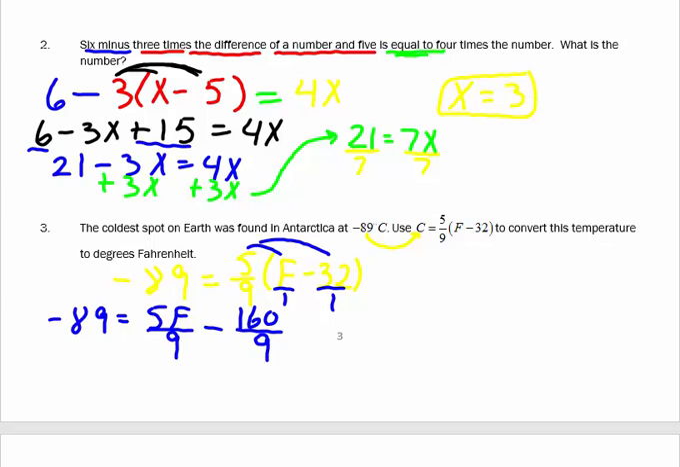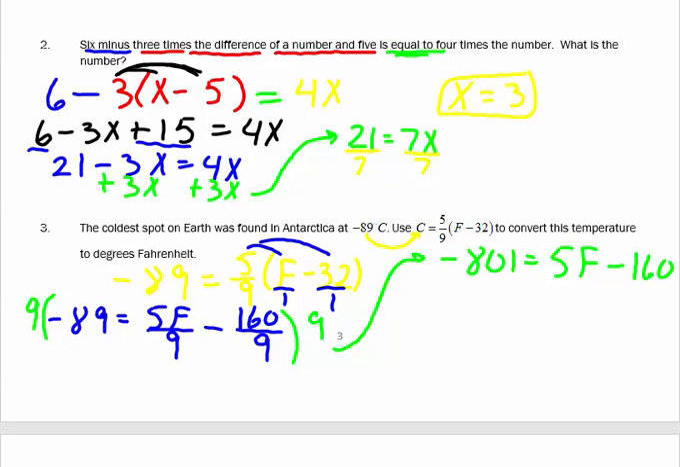We can get rid of fractions by multiplying everything by 9, and that'll help us with canceling out the fractions. So 9 times negative 89 is negative 801. On the other side, when we multiply by 9 but divide by 9, we just end up with a 5f. And the same thing when we multiply 160 by 9 but divide by 9, we end up with 160.